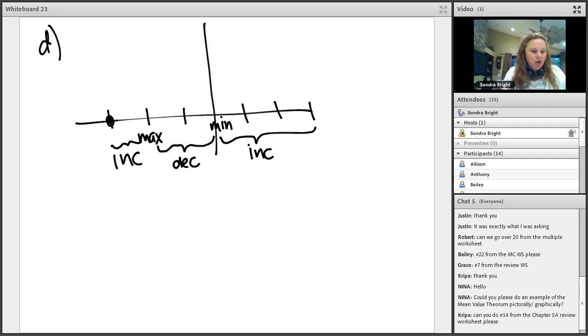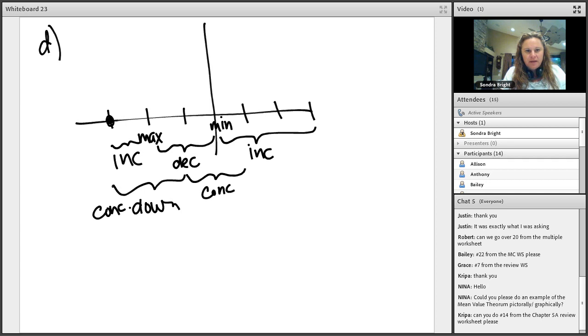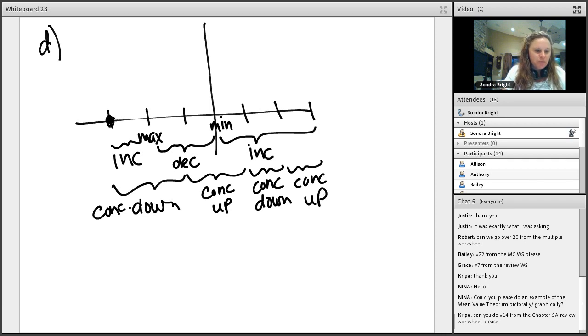I know it's concave down from -3 to -1. I know it's concave up from -1 to 1. And then it's concave down from 1 to 2. And I know it's concave up from 2 to 3. All right, and I know that this is an actual point there.